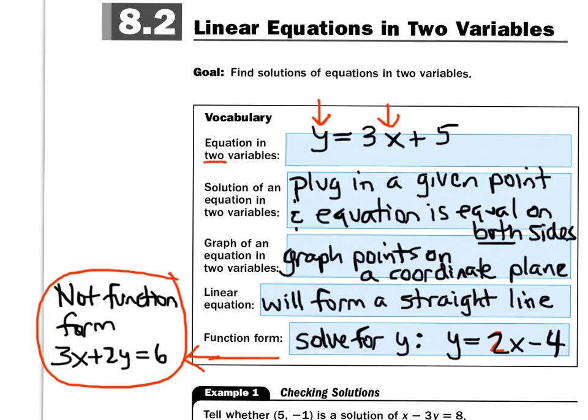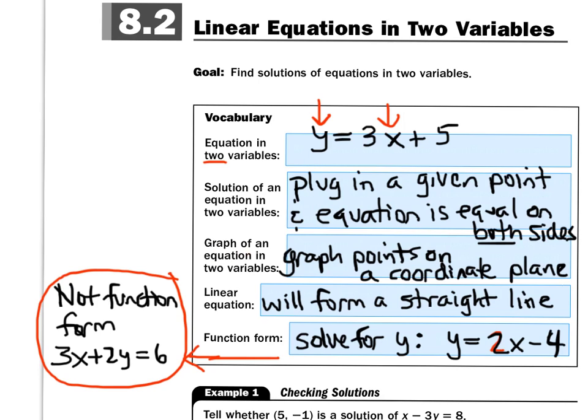Alright you guys, let's take a look at 8.2, linear equations in two variables. What it means with two variables is just that we're going to see a y and an x, two different letters in the equation. Now a solution is when we plug in a given point into the equation and it's equal on both sides. So we plug in an x value and a y value, and those numbers make the equation work, make it true, make it equal.